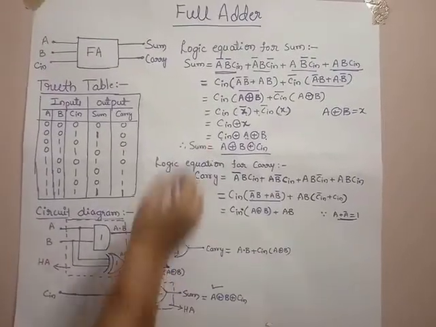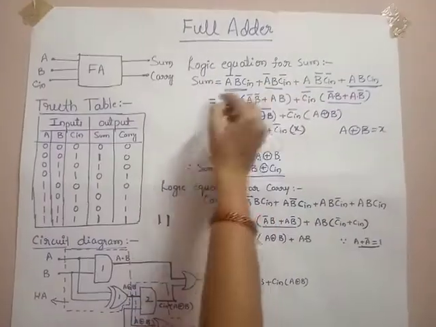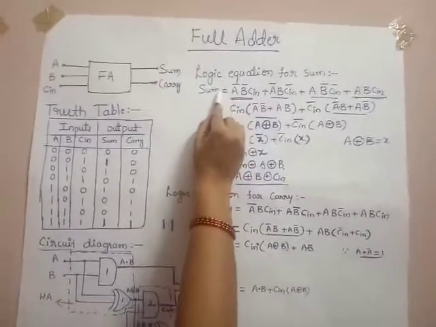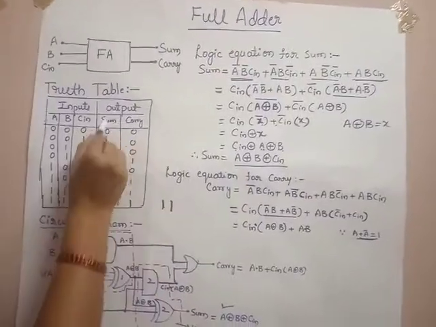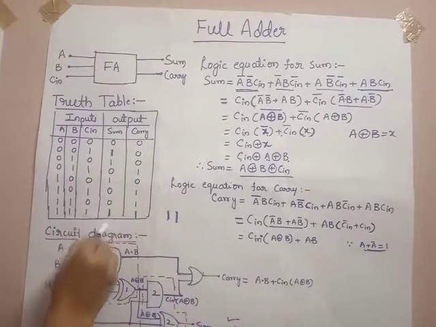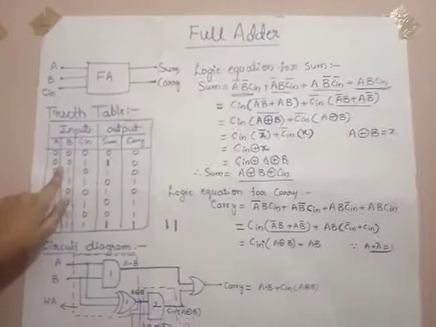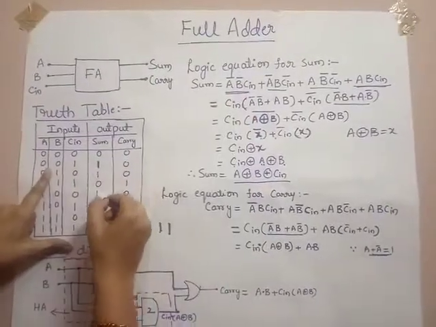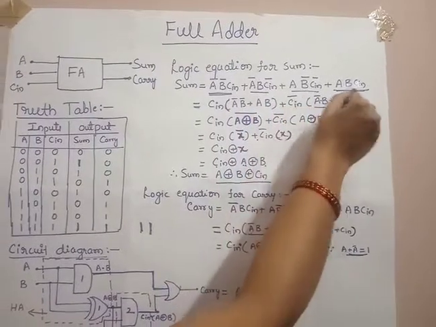derive an expression, or logic equation, for sum. So the logic equation for sum can be written. First we have to observe that the sum column has 1 in 4 places. Wherever we got 1 in the sum column, we have to write it here first. 1, 2, 3, 4. So first you write A, B, Cin, A, B, Cin, A, B, Cin, A, B, Cin.